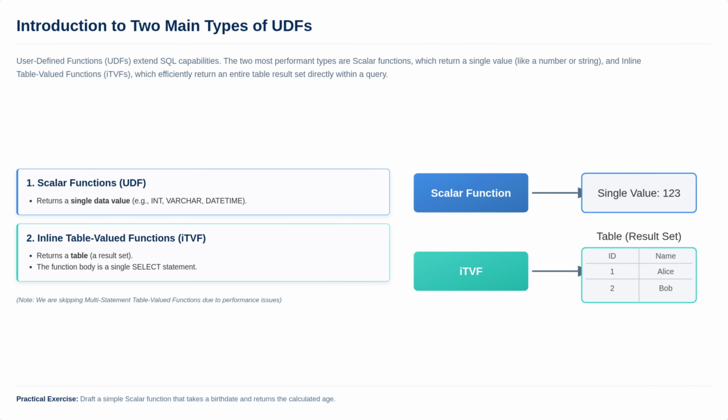We'll be focusing on the two most common and performant types. First, scalar functions, which return a single value, like a number, a string, or a date. Second, inline table-valued functions, which are fantastic because they return a result set, a table, and are generally very efficient as SQL Server can expand them into the main query plan.